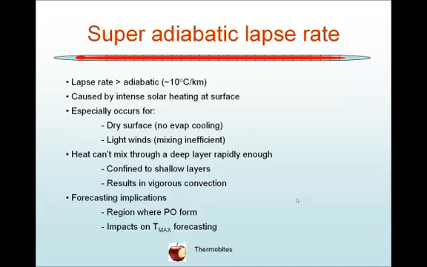So the heat can't mix through a deep layer rapidly enough, which is confined to a shallow layer near the surface, and this results in vigorous convection. And in this region, dust devils can form. So just like the ballerina, if you have some rotation in the low-level wind field, if you stretch it out via deep convection, you get a rapidly rotating updraft. Just like the ballerina pulls her arms in and spins more rapidly, it's the same effect. And this means often that you're going to get a maximum temperature that's 1 or 2 degrees warmer than if you had simply a dry adiabat from the surface upwards.